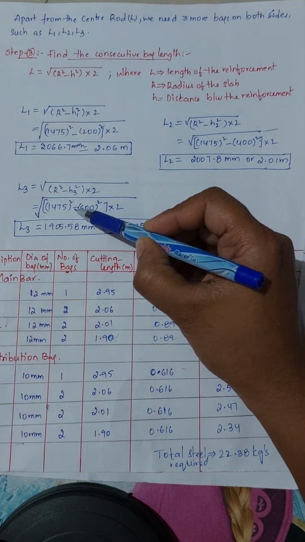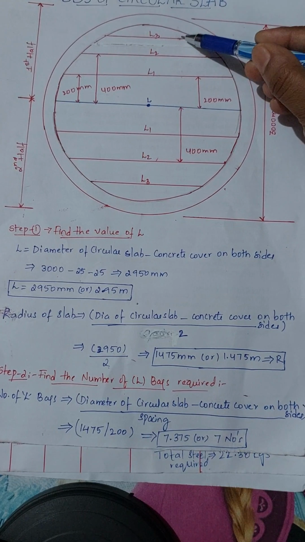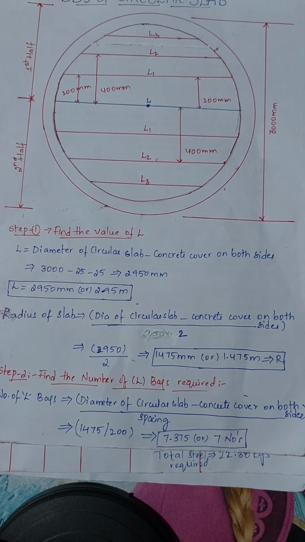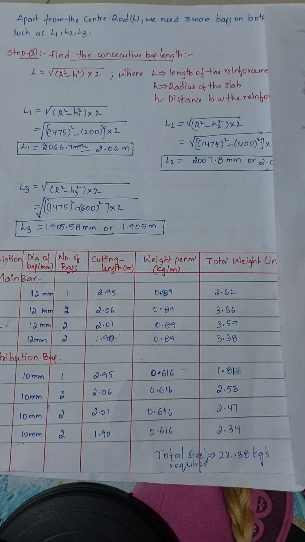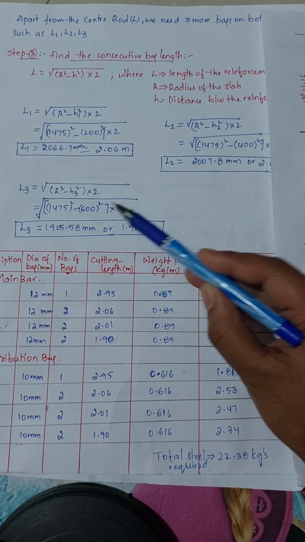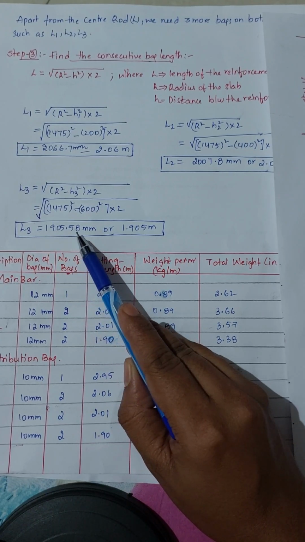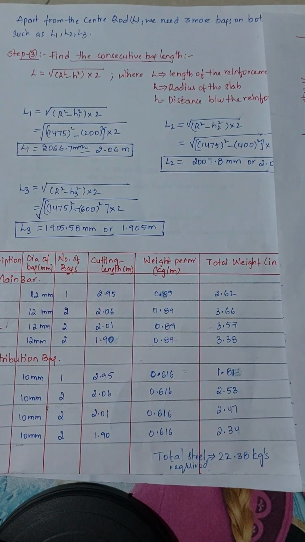So r value we know 1475 mm whole square minus, here from here to here the distance is 200 plus 200 plus 200, which is 600 mm. So minus 600 whole square into 2 we have to do. So that we will get the length as 1905.58 mm, which is 1.905 meters.